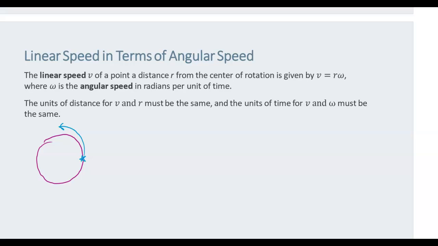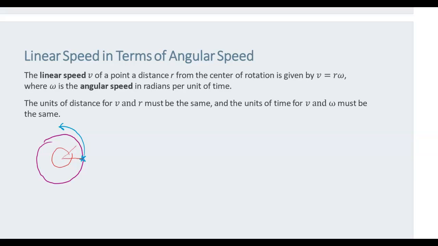Versus angular speed would be I started with some angle and it's rotating around, right? Maybe like a bicycle spoke. How fast is that angle changing? So those are two different measurements. And this slide is actually relating the two of them together.